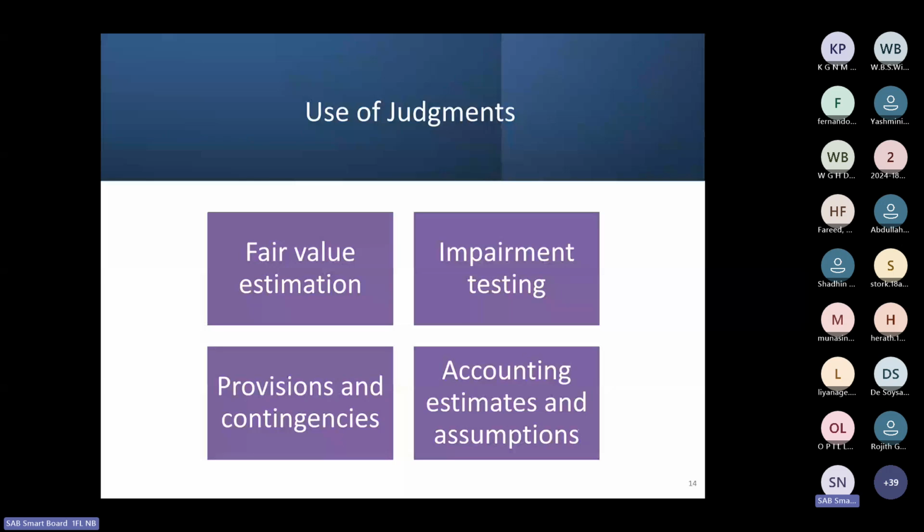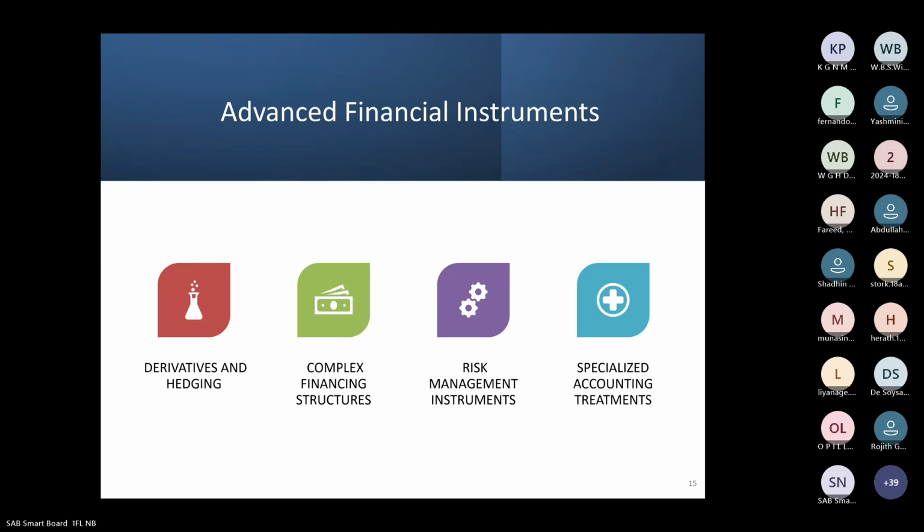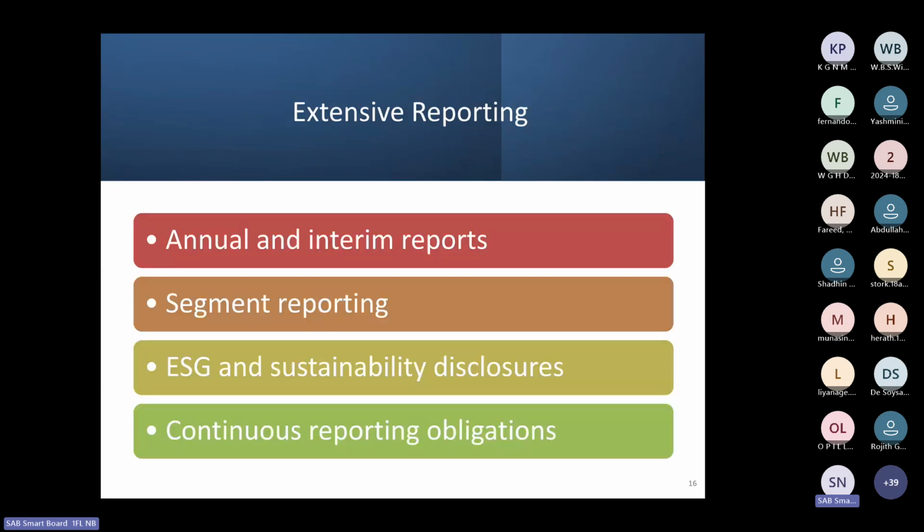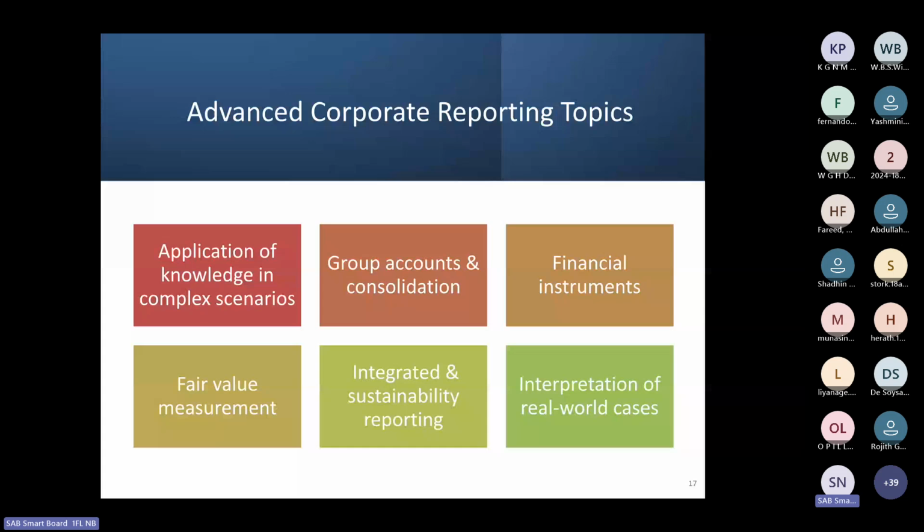There is a standard relevant to fair value. There is a standard relevant to provisions and contingencies. There is a standard relevant to estimates and assumptions. Impairment testing will be related to the relevant standard, and accordingly you will be learning them during those lessons. Don't be afraid at the beginning. Then there are advanced financial instruments, with a separate standard for these, like derivatives, hedging, complex financial structures and risk management instruments. These are the main reasons. I'm not going to explain them one by one again.